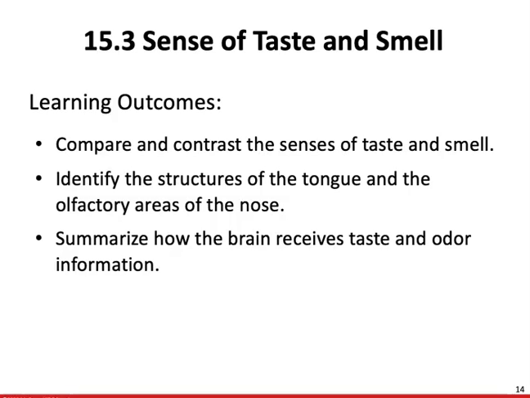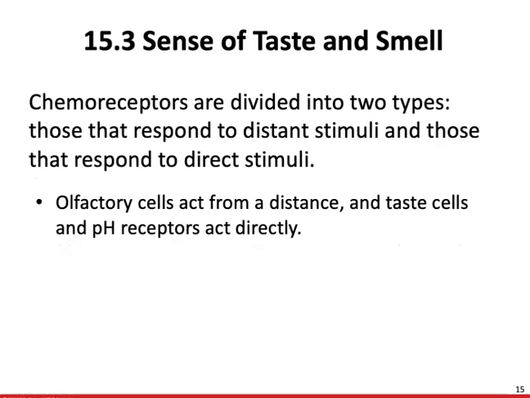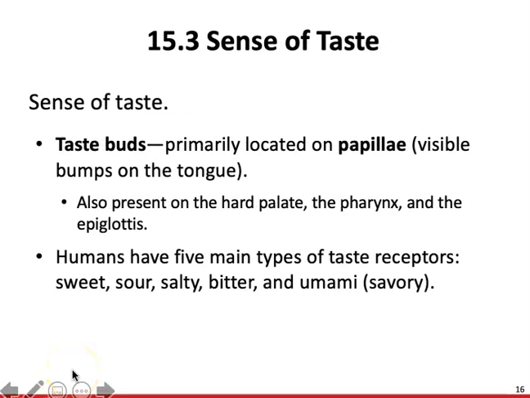So after the general senses, we're going to get into the more specific senses, starting off with the sense of taste and smell. Now the sense of taste and smell is going to be primarily controlled by chemoreceptors. Chemoreceptors are going to be divided into two types, those that respond to distant stimuli and those that respond to direct stimuli. So for example, olfactory cells act from a distance, taste cells and pH receptors act directly. But we're going to break down our sense of taste first.